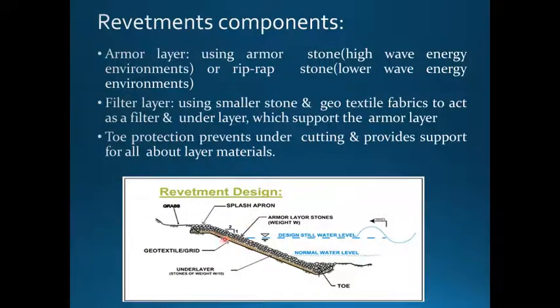It usually consists of two layers. First one is the armor layer, second one is the filter layer. The function of the armor layer is to protect the whole structure against high wave energy. For high wave energy, it is made up of armor stones, whereas for low wave energies, it is made up of riprap stone. The filter layer consists of small stones and geotextile fibers which act as a filter and protect the underlying stones. The toe protection prevents undercutting and provides support to all of the above layers.